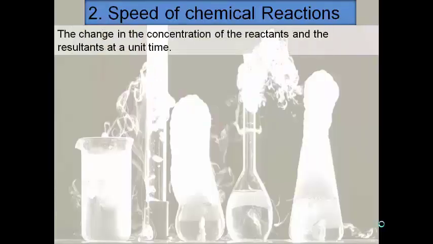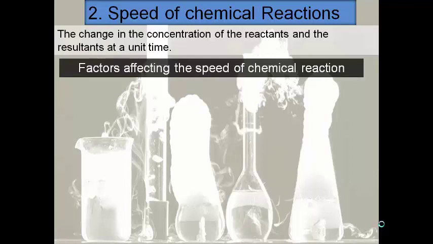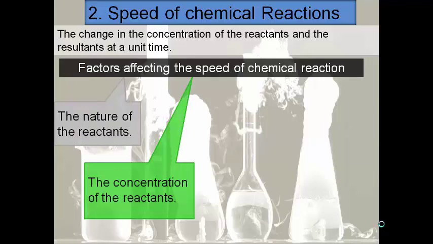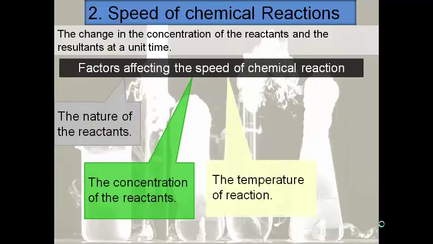The speed of chemical reactions is the change in the concentration of the reactants and the resultants at a unit time. The factors which affect the speed of chemical reactions are the nature of the reactants, the concentration of the reactants, the temperature of reaction, and the catalysts.